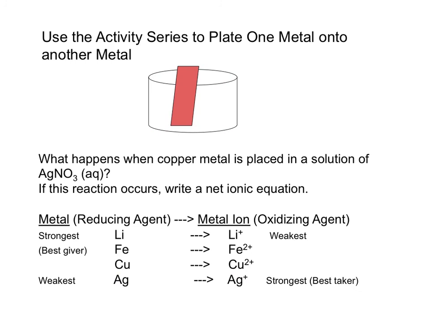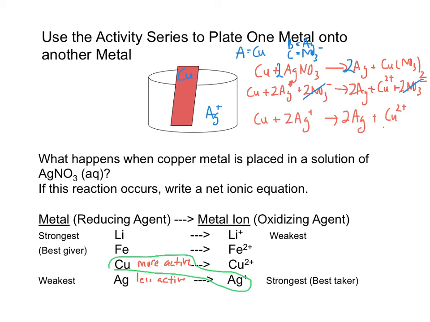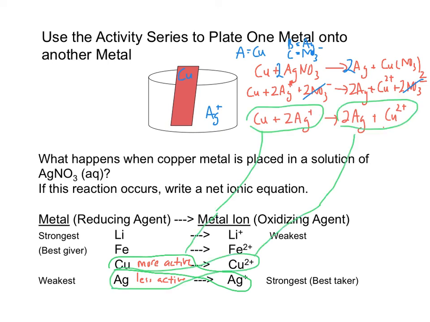What happens when you place copper metal into a solution of silver plus ion? Stop the video and see if this reaction occurs. And the answer is yes. Copper is more active than silver, so this reaction should occur. For our net ionic equation, and the activity series can be used to predict the net ionic equation. When you do this experiment, you'll actually see the copper metal turn a silver color.